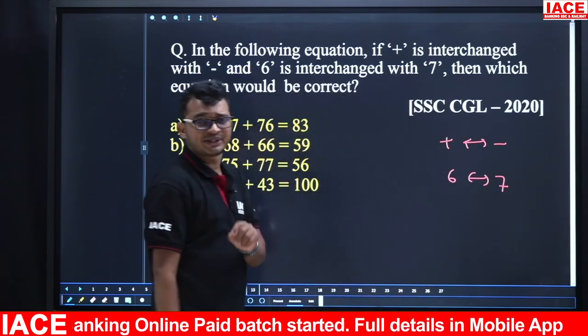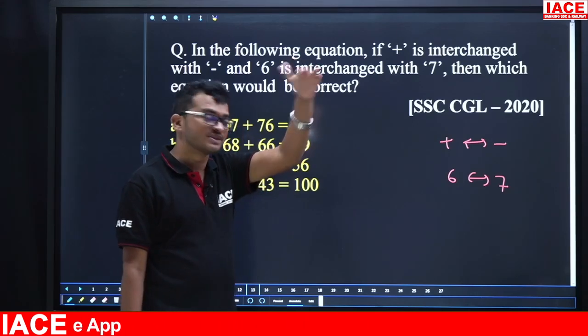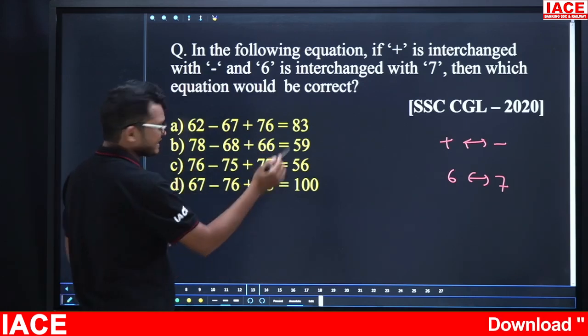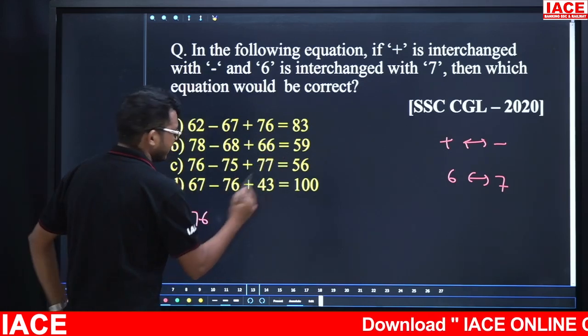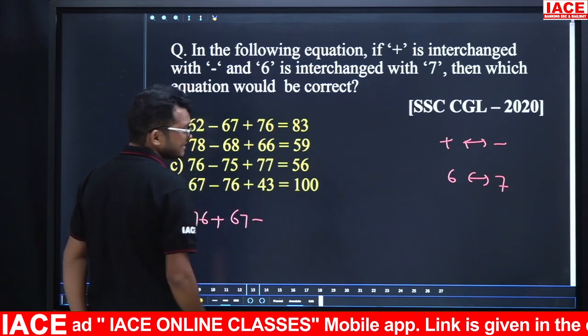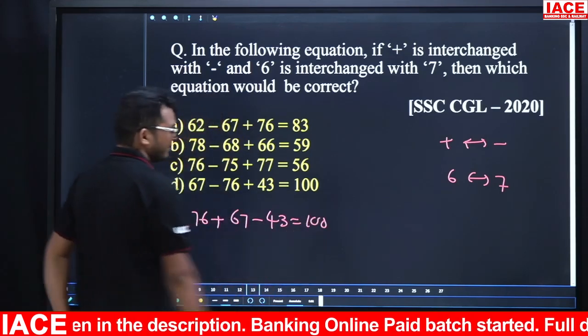Friends, I already said if they give an interchanging model, go through the options from ending to starting options. First take option D. 6 7 means what? 7 6. Next minus means plus. 7 6 means what? 6 7. Plus means minus. Next this one is 4 3. Next one is 100.